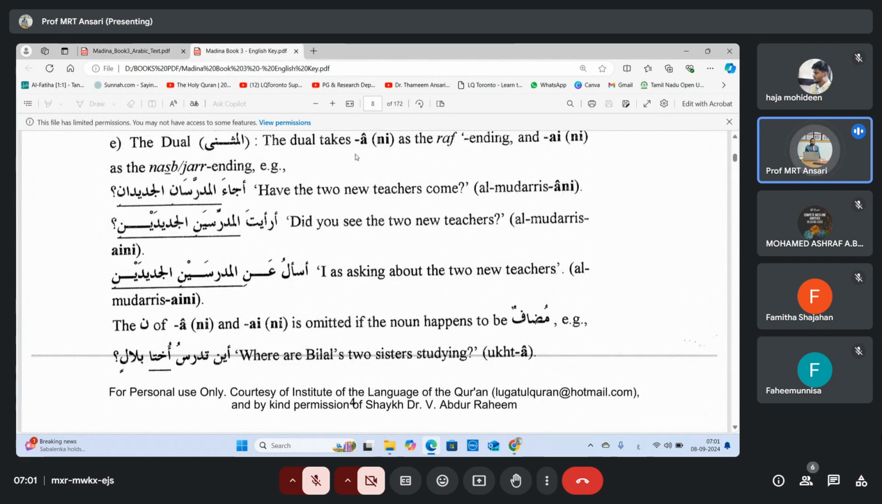Dual form takes ani as a rafi ending and aini as a nasab and jar ending. Example: Ja'a al-mudarrisani al-jadidani. Ra'aytu al-mudarrisaini al-jadidaini. As'alu 'anil mudarrisaini al-jadidaini. Clear? Okay.